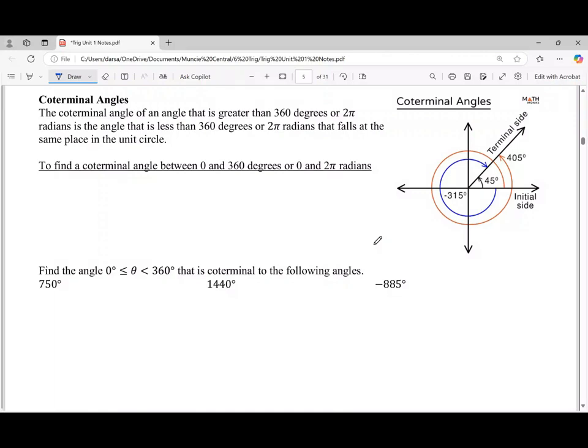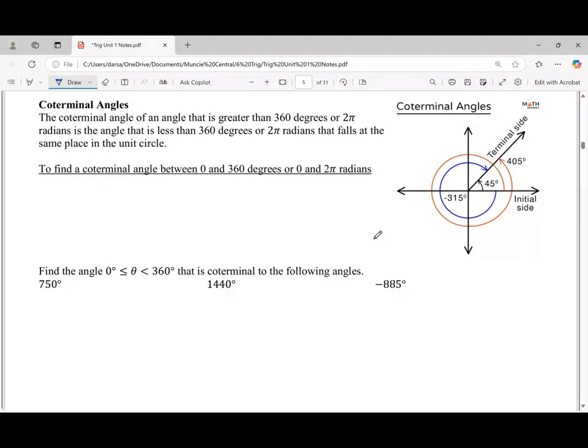One of the things that we will see is that there's a lot of different ways to say the same angle. So let's look over here at this picture. What do you notice? Well, this angle right here is being measured at 45 degrees, right? But it's also being measured in a negative direction as negative 315 degrees. And remember, a full circle is 360 degrees.